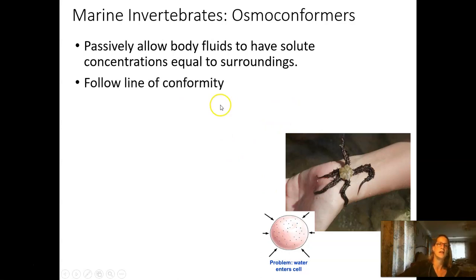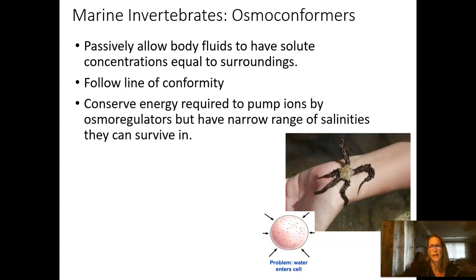benefits that they have. So osmoconformers passively allow body fluids to have a solute concentration that is equal to their surroundings, or equal to the medium in which they are living. Like I said, those have to be saltwater organisms, and they are typically saltwater or marine invertebrates. As I showed you before, osmoconformers follow the line of conformity, but again, they're not found in freshwater, they're only found in saltwater.